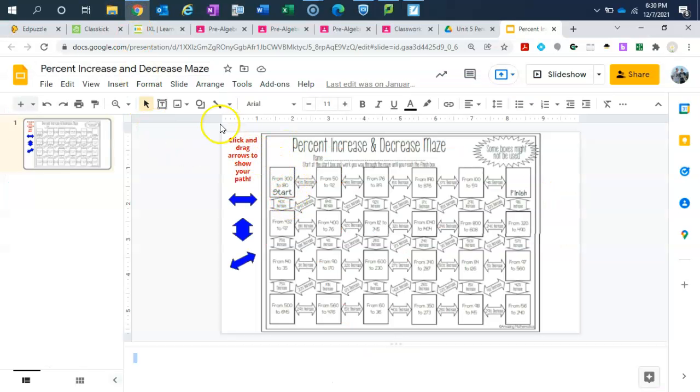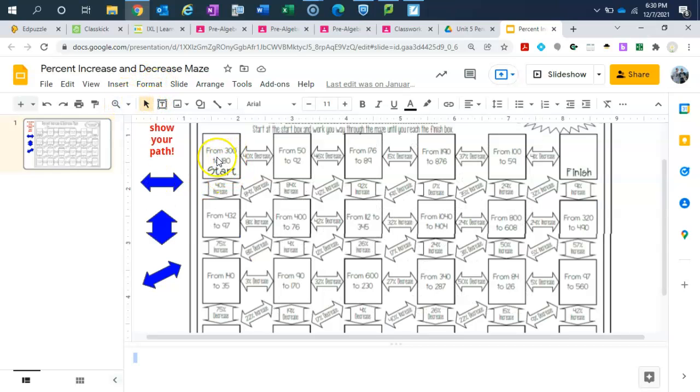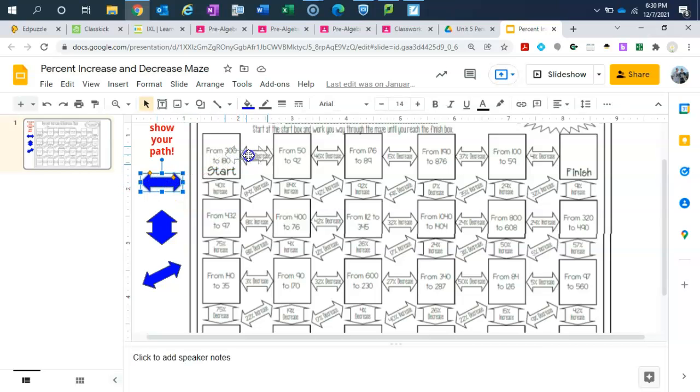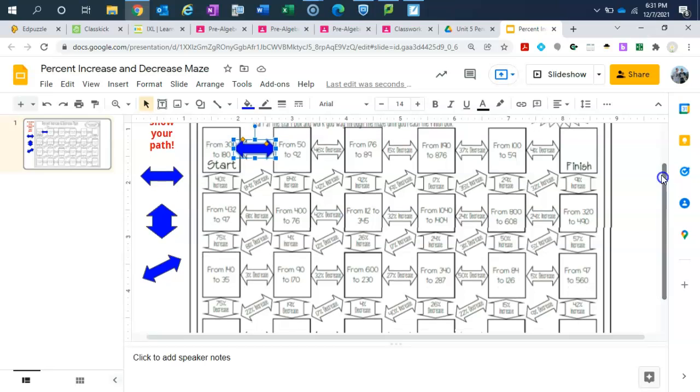Now, I go back to my maze. Let me zoom out so I can see it a little better. The percent of change from 300 to 180 is a 40% decrease. So I'm going to take one of these arrows and I'm going to drag it right there. Now, you're going to do the box that you come to next. So we would do the percent of change from 50 to 92, and you're going to work your way adding arrows on the answer until you end up at this finish. It might go down here, over here, it could go anywhere.